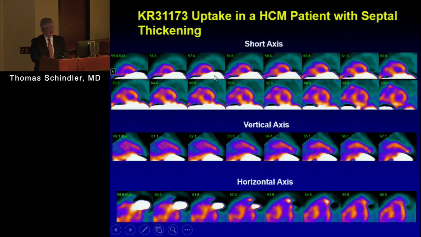And then you see this is now the uptake in a HOCM patient. You see a high uptake in the liver. That's a disadvantage of this radiotracer. But still, it's overlapping with the inferior wall. But still, you see there's a significant uptake of this KR in the whole left ventricle. But you see it's also a little bit more pronounced in the septal area where you have the thickening. So in the septal area, it appears there's more uptake of this radiotracer, meaning there's a higher expression of AT1 receptors.